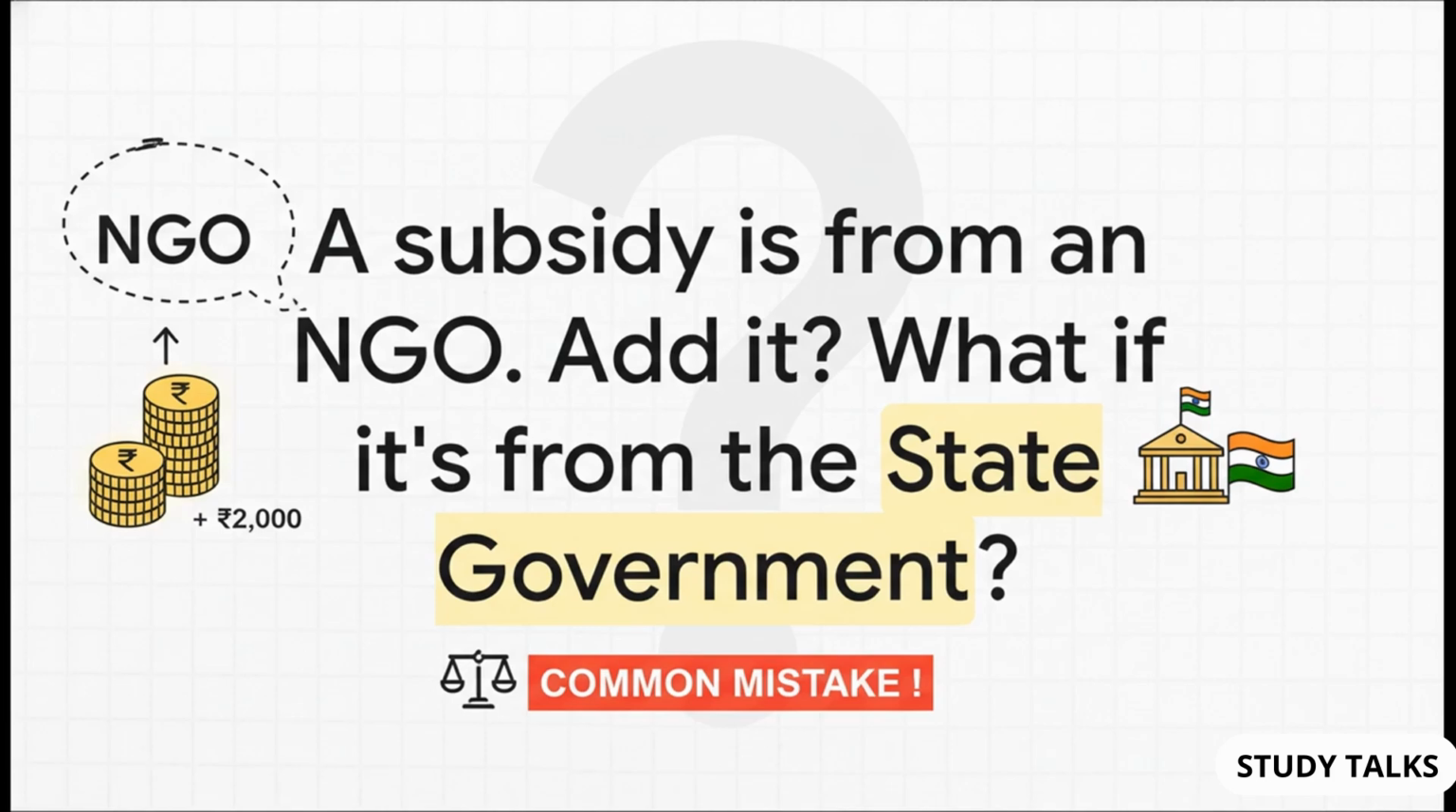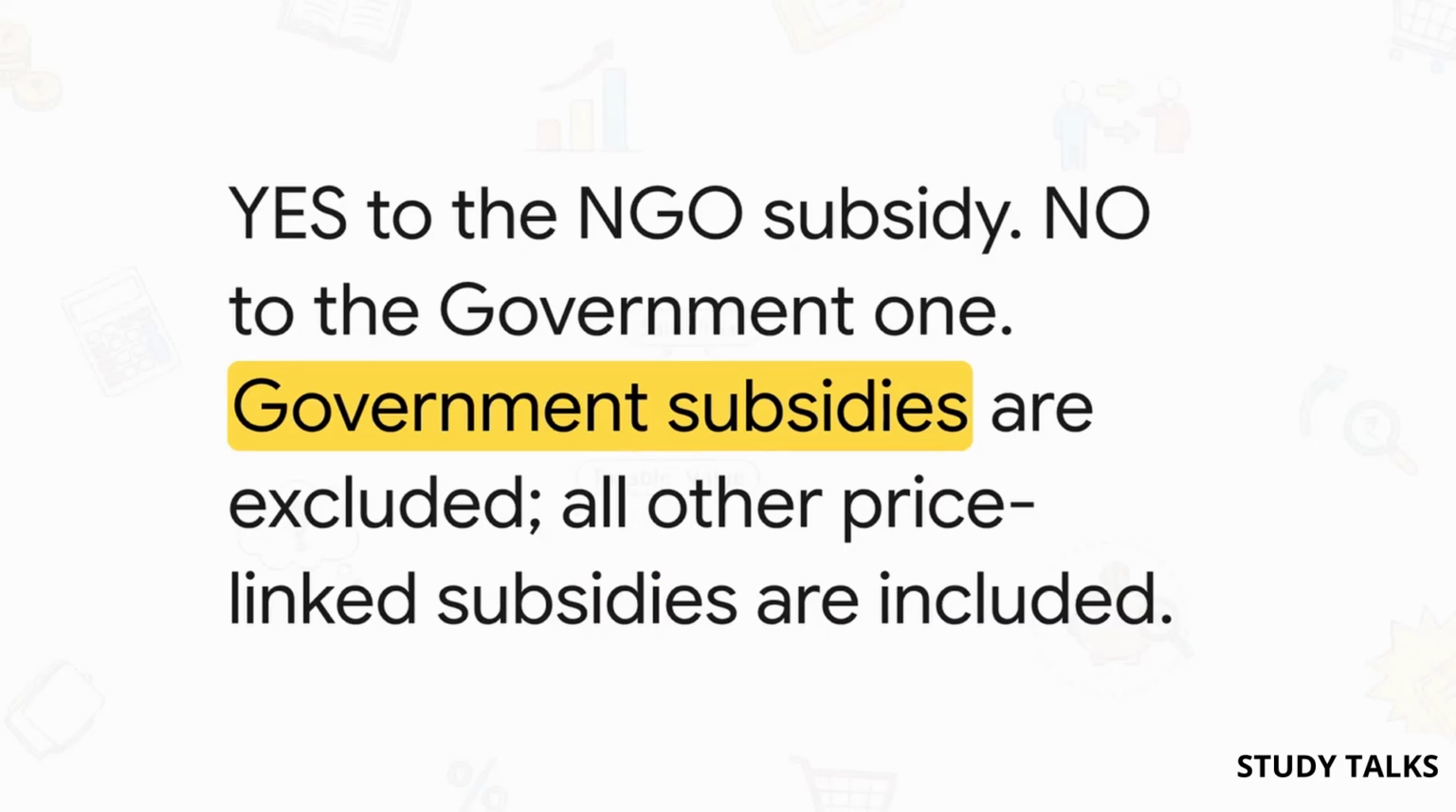Okay, the answer is yes, you have to add back the NGO subsidy. But if the subsidy came from the central or state government, you do not add it back. The rule is simple and it's absolute. Any non-government subsidy that's linked to the price gets included in the value of supply. Government subsidies do not. Got it?